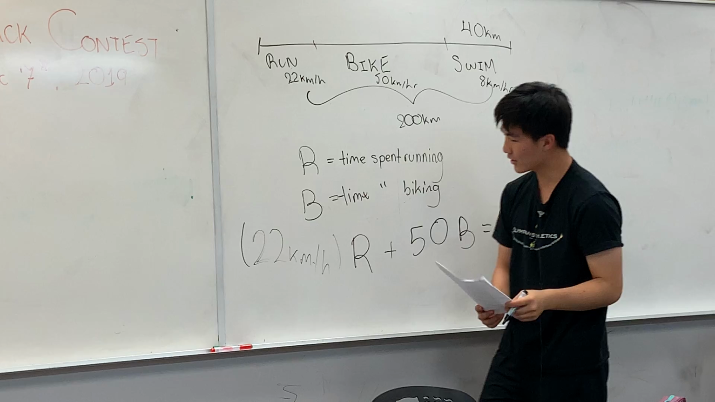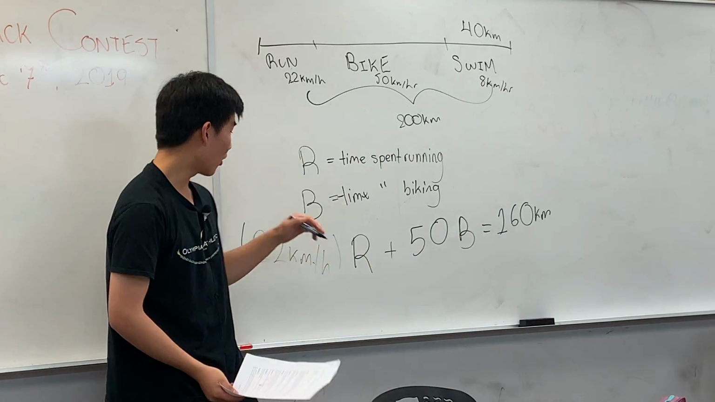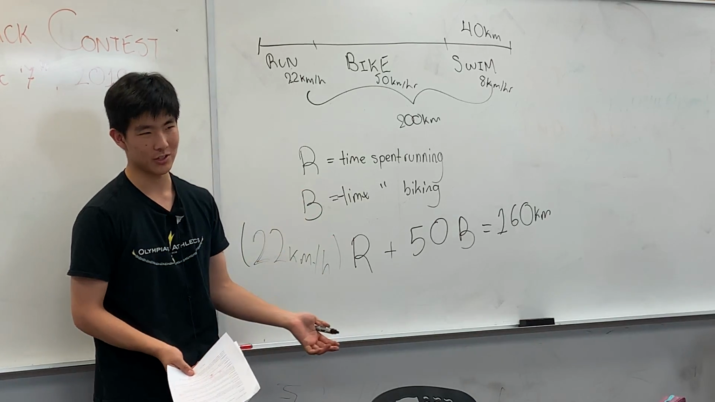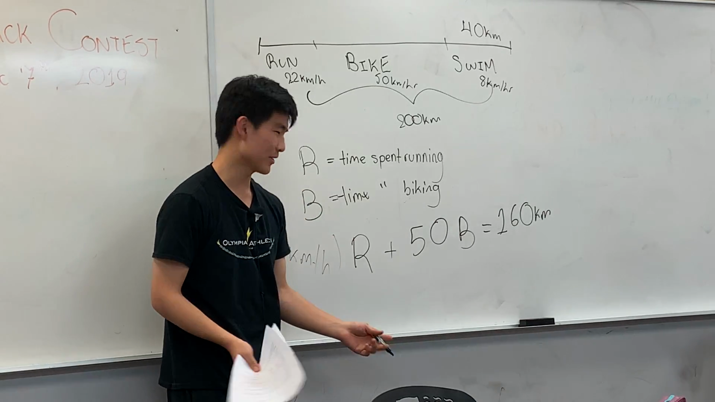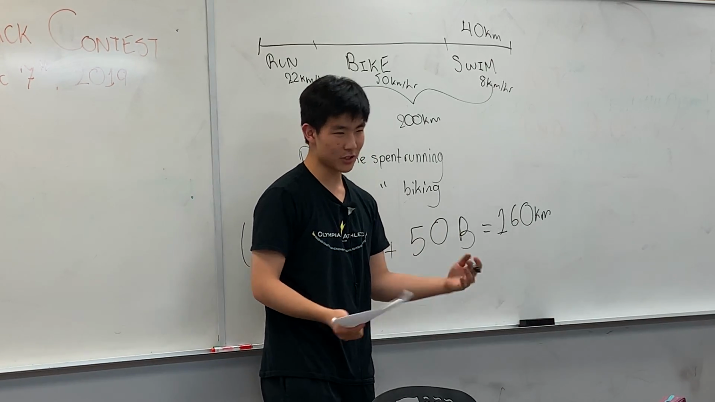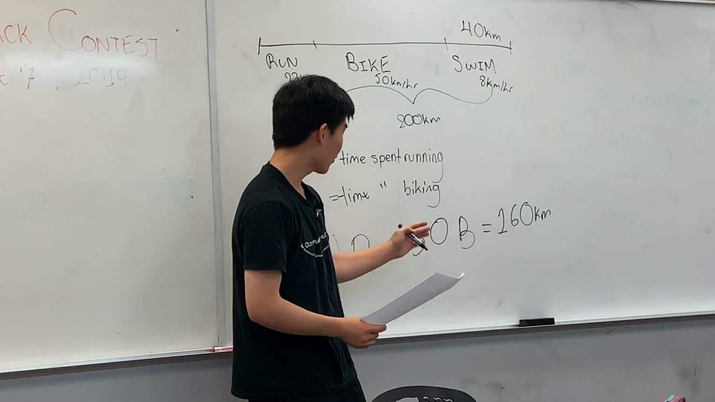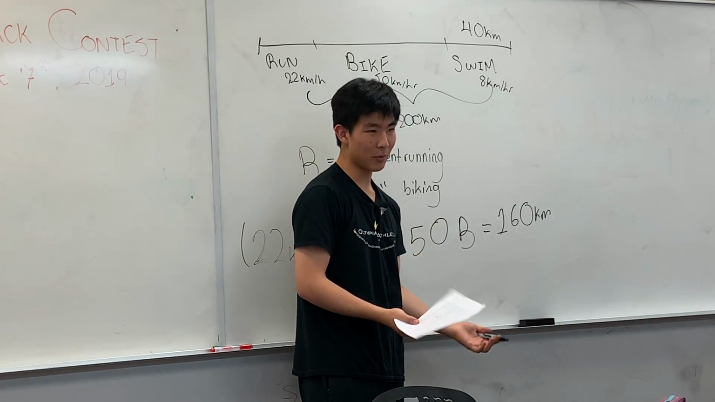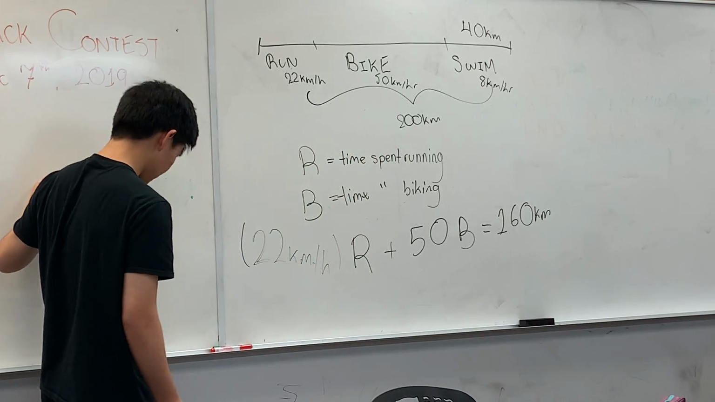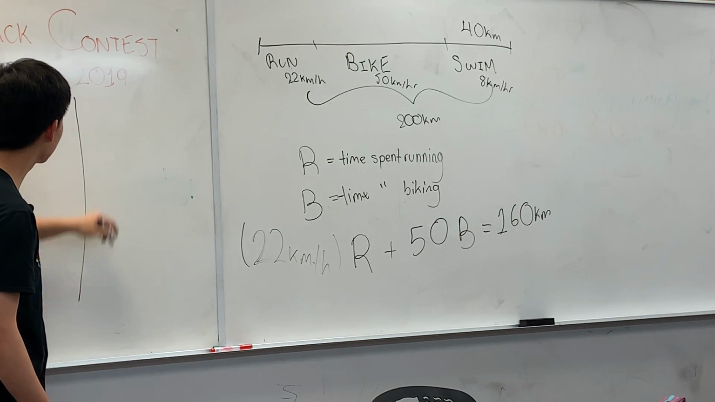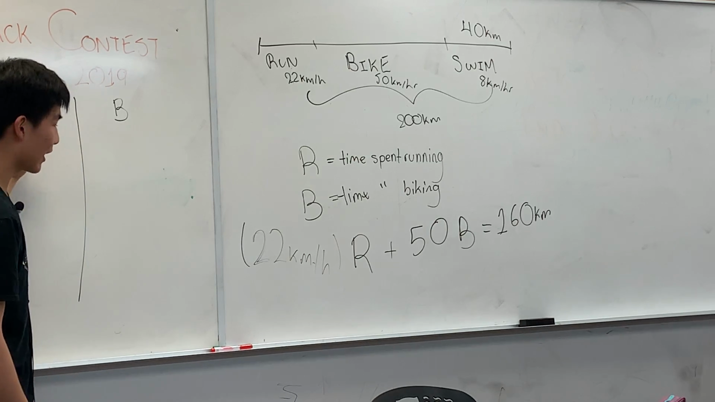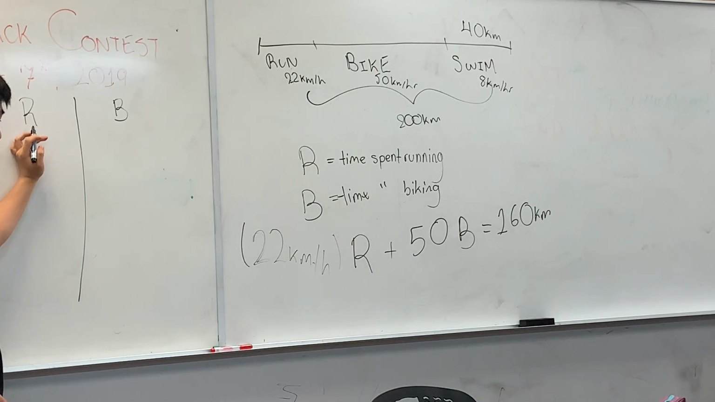Okay, so now this is where we use the fact that R and B are both integers. Because if they weren't integers, there'd be an infinite number of solutions here. And they're also positive, obviously. So the first thing is 50 is a pretty big number, so we just try different numbers for the time spent biking. The first one we might want to try is 1 hour, right? Let's say we spent 1 hour biking. So maybe you make up a list. This is how many hours you spent biking, and this is how many hours you would spend as a result running.